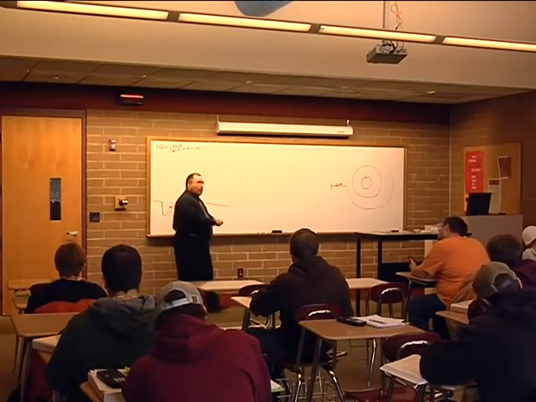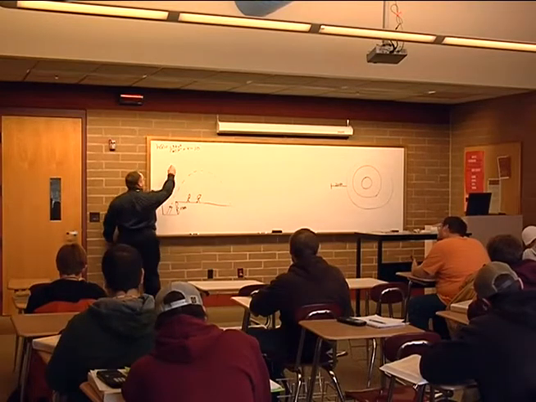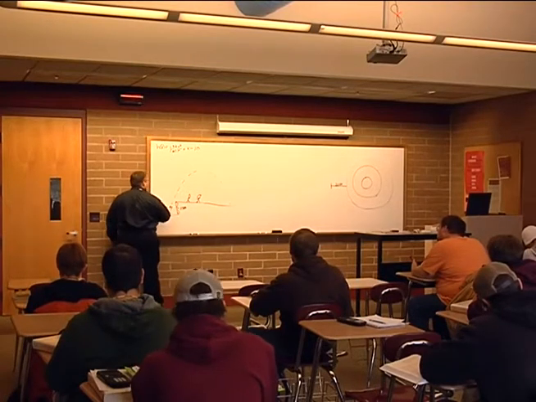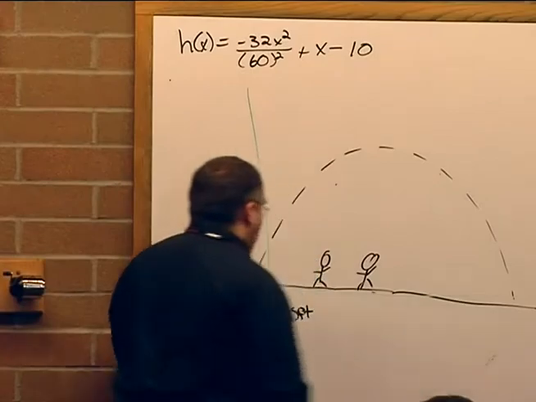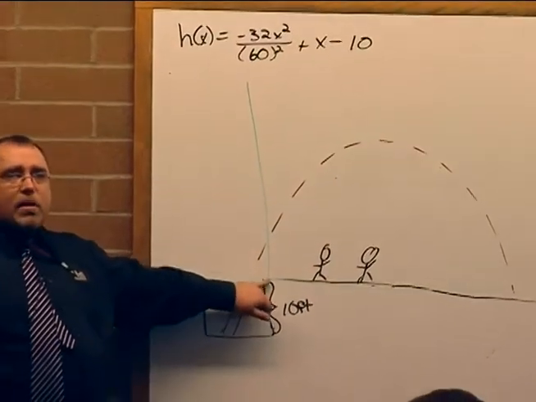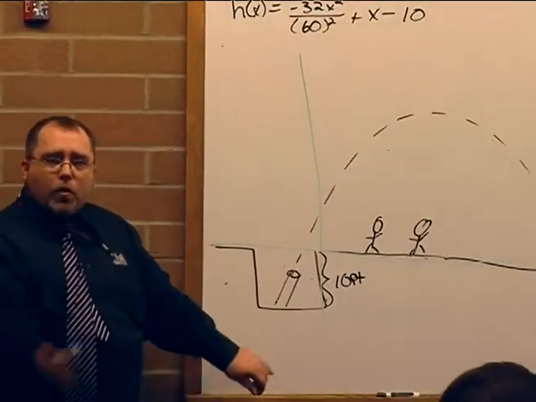Mathematically speaking, we're putting an xy axis right here, where the origin is actually right here. We're 10 units, or in this case 10 feet, below the origin.